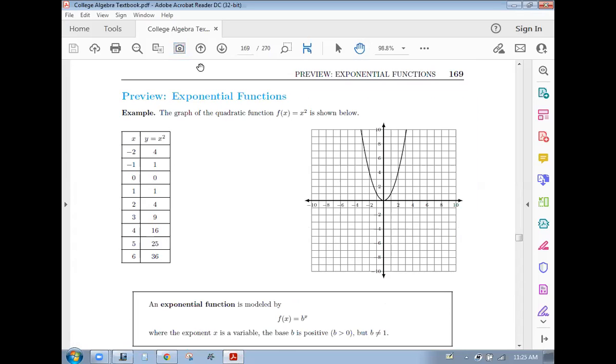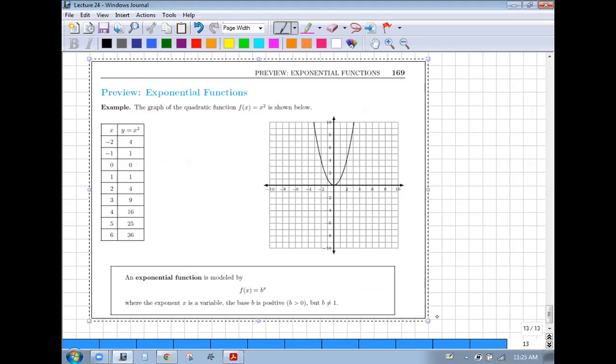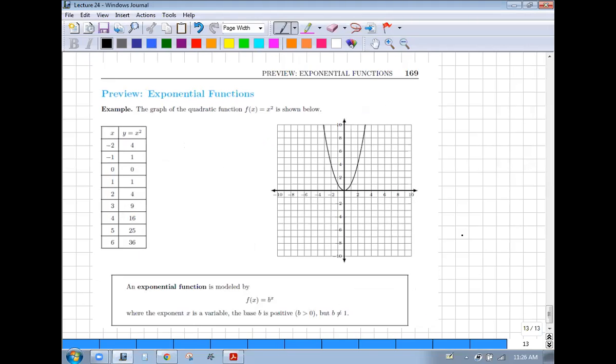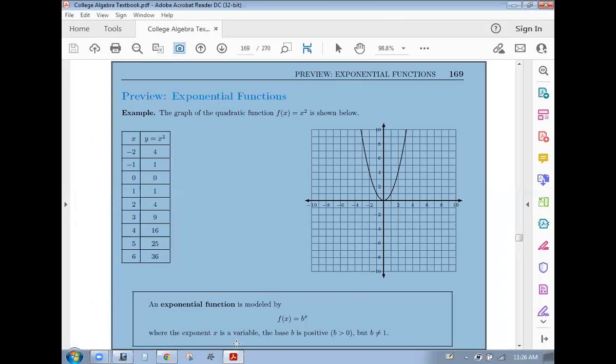So let's look at exponential functions here. And we'll come back to interest and stuff. The graph of the quadratic function x squared is shown. So you remember x squared, all right? Whatever the input is, you square it, and that's your output. Now, an exponential function is modeled by b to the x, where x is your variable and the base is a positive number. All right, so we're sticking with positive bases here, okay? So exponential functions is where the variable is in the exponent, okay?